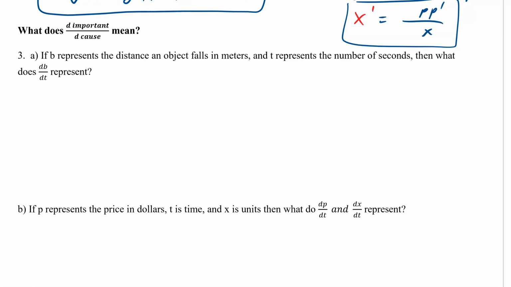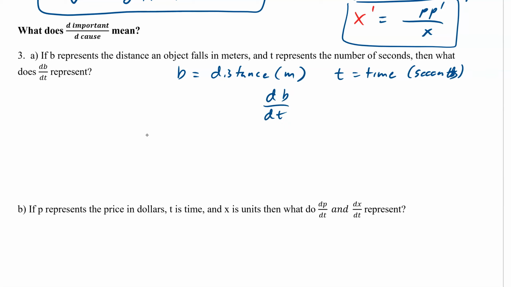So if b represents the distance an object falls in meters, and t represents the number of seconds, then what does db dt represent? So again, we always want to write out our letters. So b is our distance, and it's in meters. T is our time, because it's seconds. And then we can write what db dt represents. So it's the same stuff we've been doing, it's just different letters. All right, so now we have our distance over time, and that's going to be in meters per second.